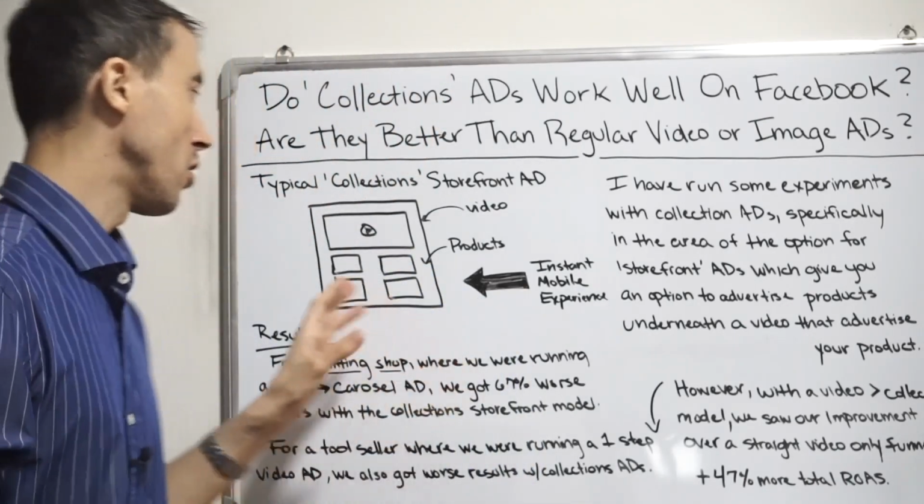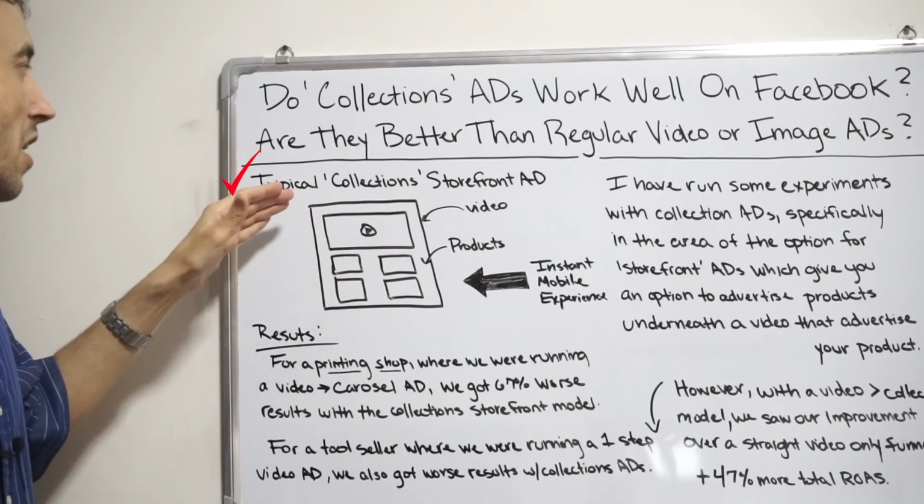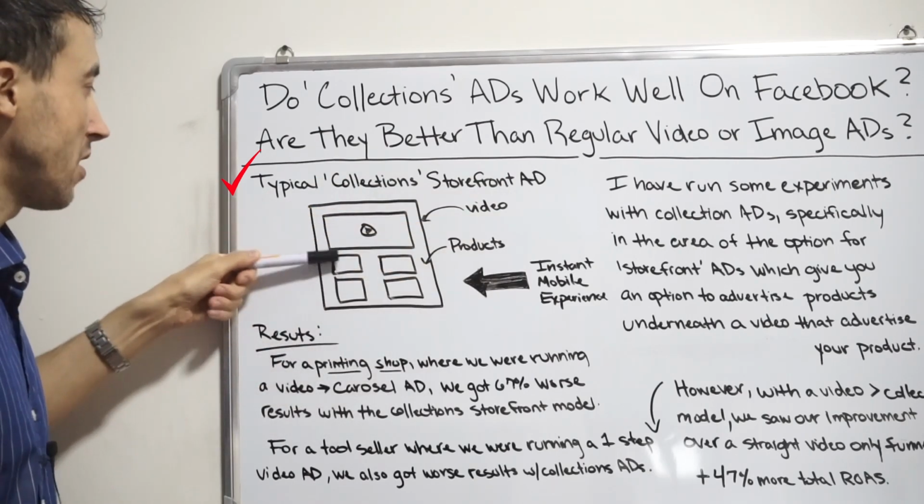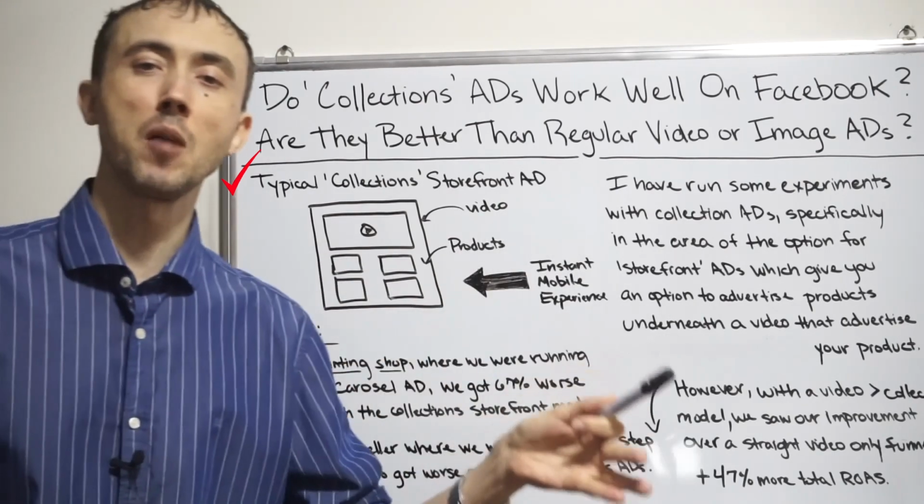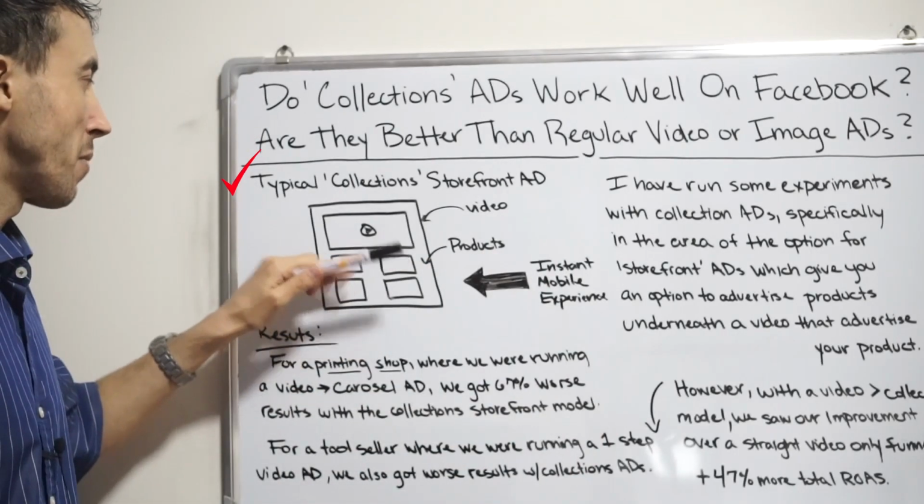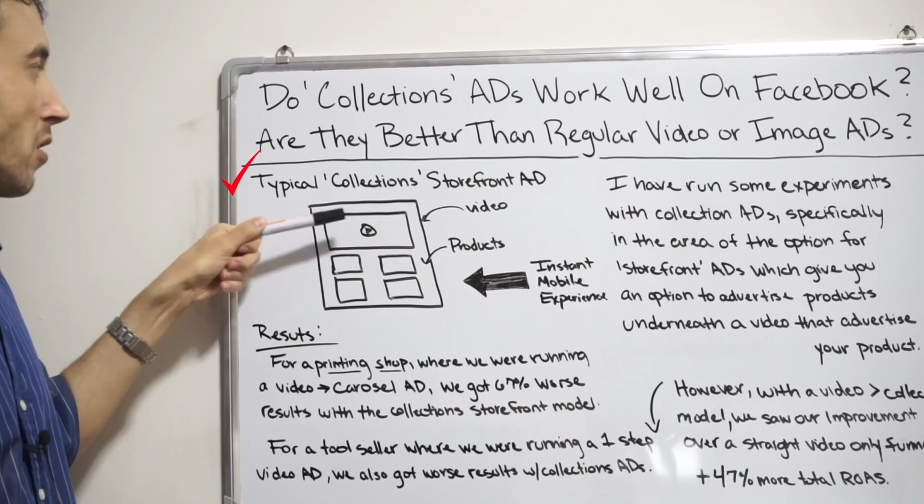So with that said, just to lay it out in detail, your typical collection storefront ad, like I said, has a video component, and then underneath it there are individual products that you can list. You obviously have to upload your product list to Facebook to make this work. That's one requirement. And then you have to upload your video, of course, which sits on the top part of this collection ad.